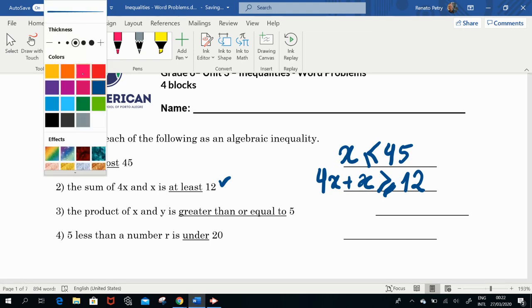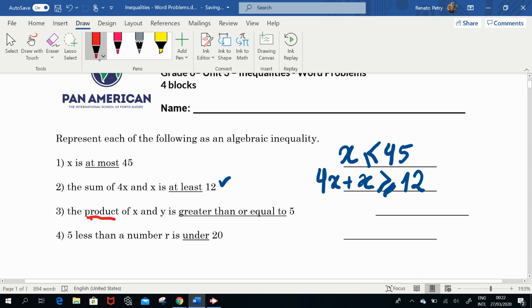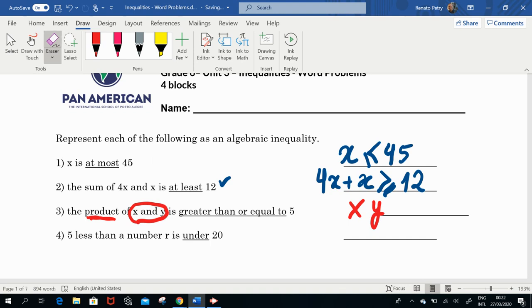Question number three. Let me put a red one. The product, the answer of a multiplication of x and y, is greater than or equal to 5. That's kind of easy, right? So the product is x times y. I don't need to write this dot here, I can write just xy. Greater than or equal to is this sign. That's how we represent mathematically greater than or equal to 5.